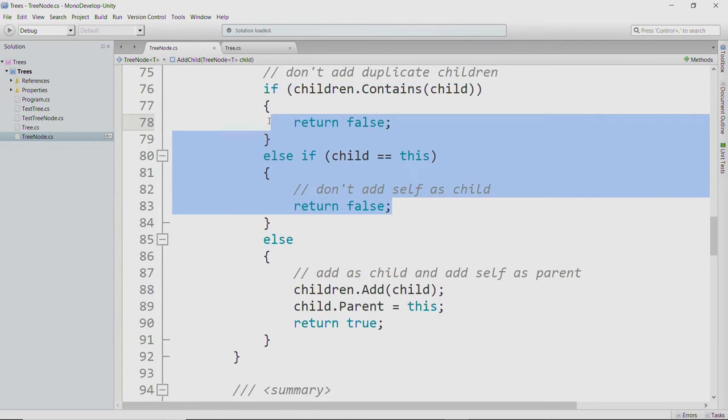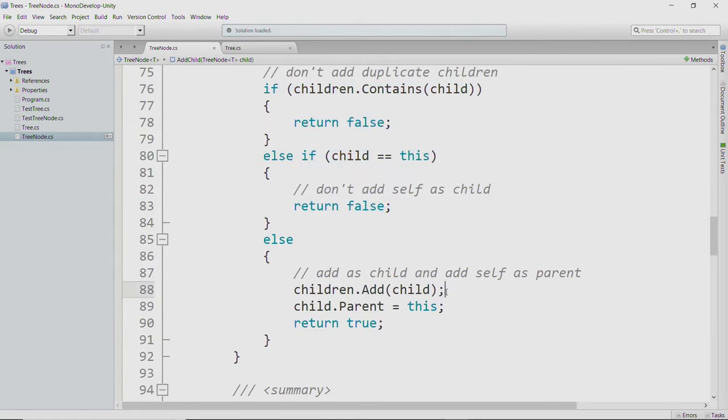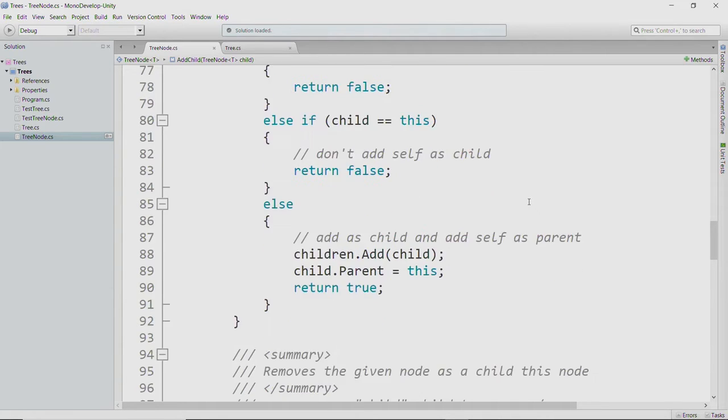The rest of these things are constant time. Adding a child is order n if, in fact, we have to expand the list. And these two are obviously constant time. So we have order n here and order n here, which makes the addChild operation an order n operation.